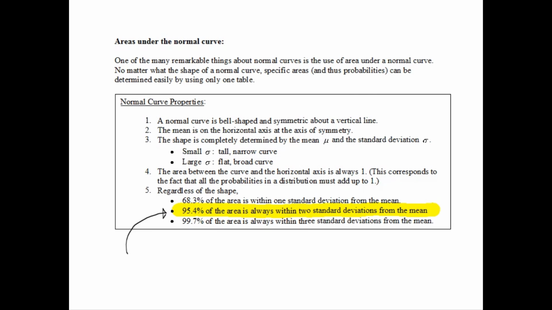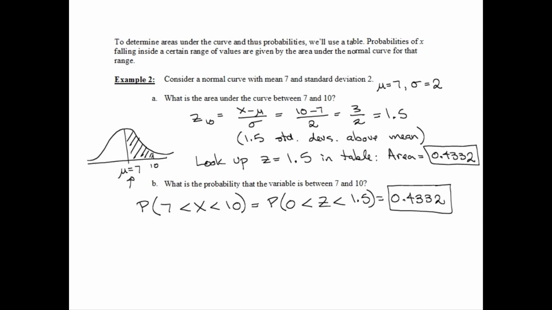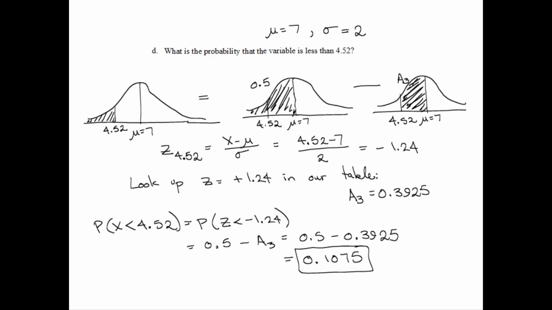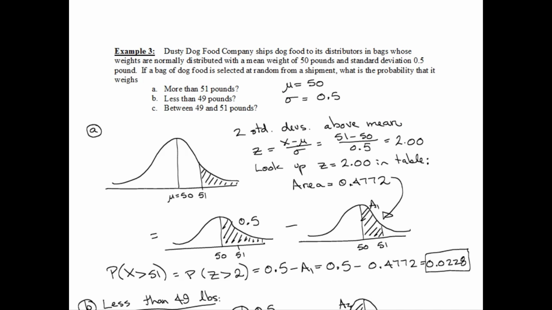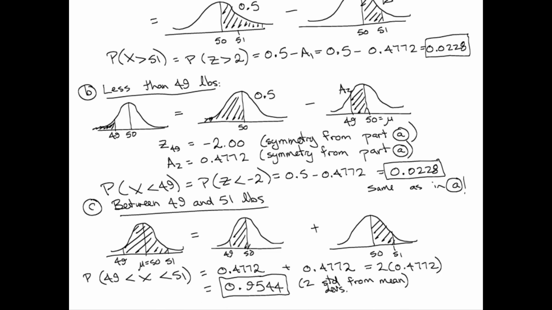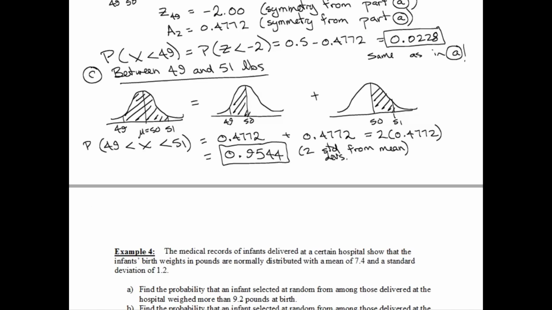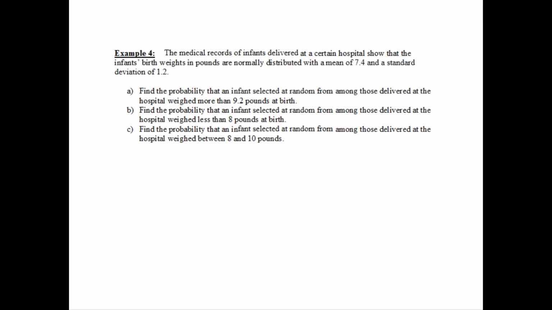Okay, let's move on. Let's do another example. Let's go back to where we were. Okay, so we just finished the dog food problem. Came up with 0.9544 between 49 and 51 pounds. So now let's try this one.